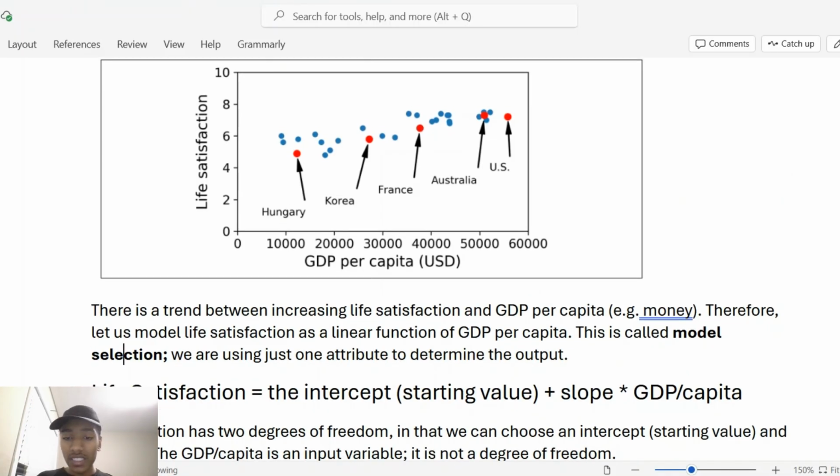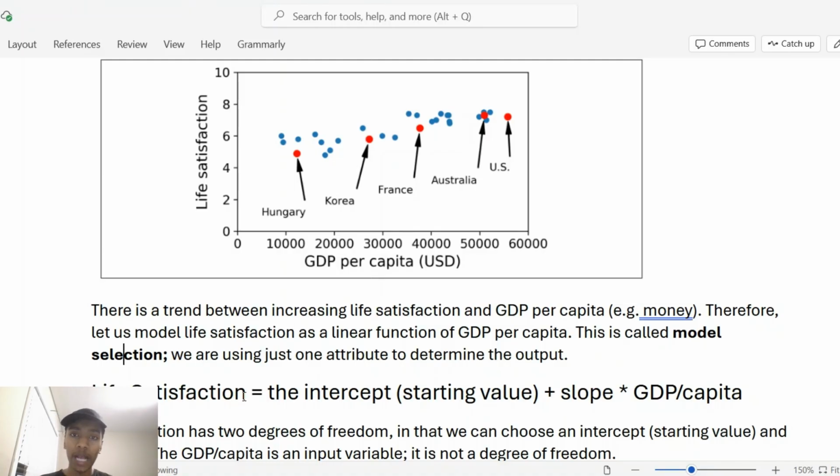Now, why are we considering the intercept? Notice that whenever you have an intercept plus slope times some value, typically speaking, what that means is that when the GDP per capita is set equal to 0, that is going to be equal to the life satisfaction. So let's say a person had a GDP per capita of zero. So they literally had no money at all. Does that mean their life satisfaction is going to be 0? No, right? And so there is a default life satisfaction without any GDP per capita being considered.